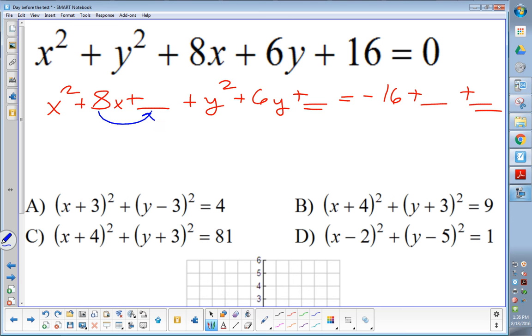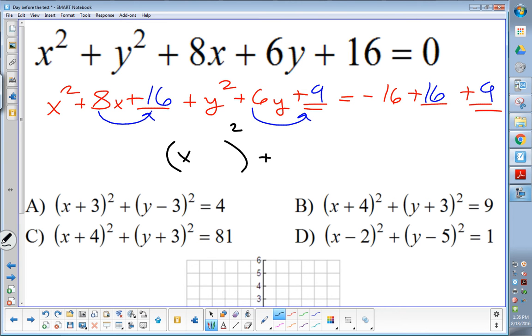Half of 8 and square it. Good. So half of 8 is 4. 4 squared is 16. So he's throwing a 16 in there and a 16 in there. So Dylan, what am I going to put in the other blank? 9. Half of 6 is 3. 3 squared is 9. Once we've done that, now we're making it pretty.